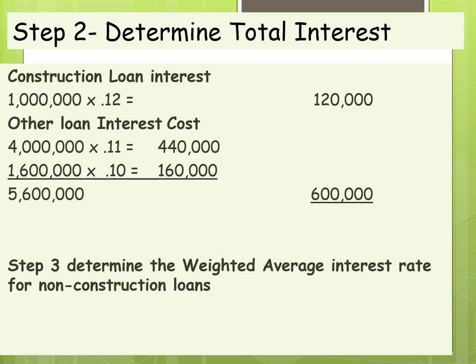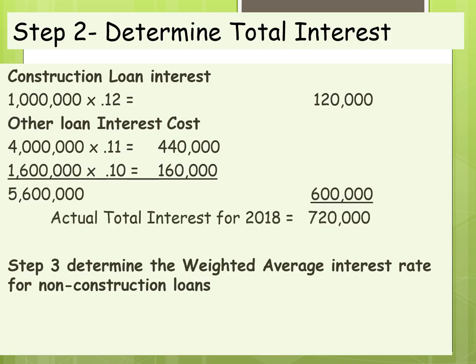And then what we need to do is determine the weighted average of the interest on the non-construction loans. So we're going to take the $600,000 in non-construction interest and divide by the total amount of the loans, which gives us a weighted average of 10.71%. So now we have enough to figure out the interest that should be capitalized.